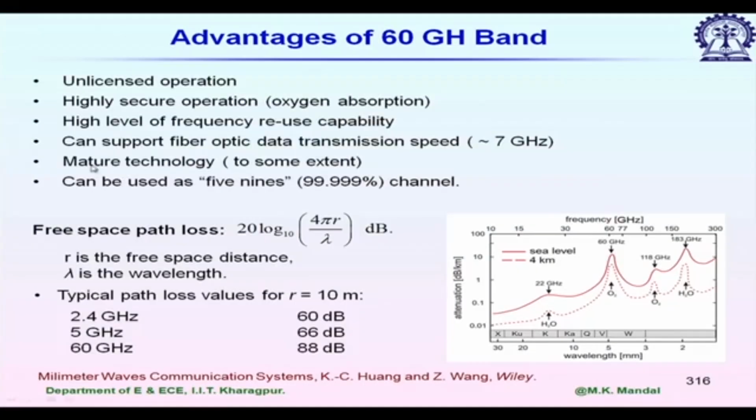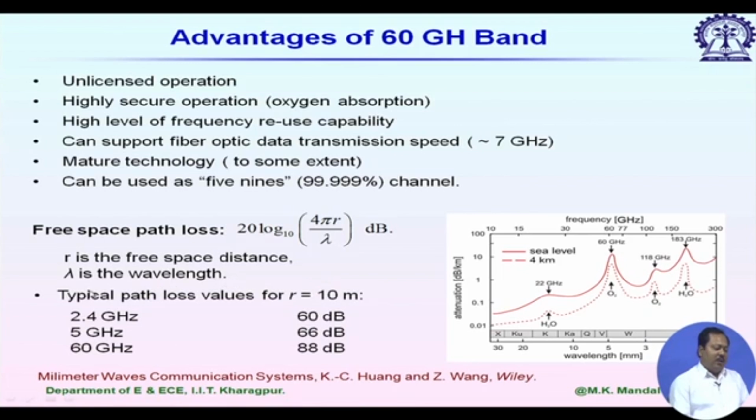Then to some extent we can call it a mature technology, because now most of the components are available in the market, and day by day the cost is becoming cheaper, but we also face some other problems. So, let us discuss those problems. The first problem we will be facing is free space path loss, which is 20 log 10 of 4 pi r by lambda, where r is the free space distance and lambda is the wavelength.